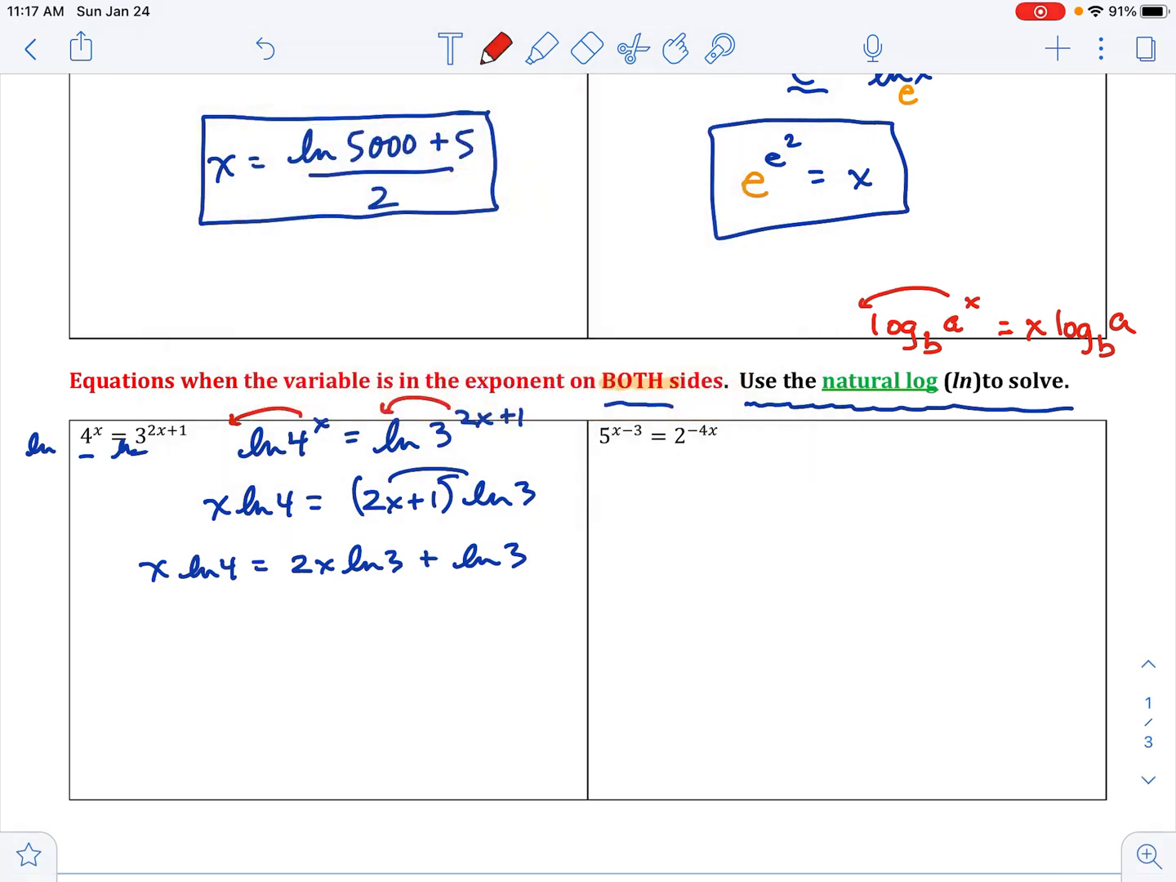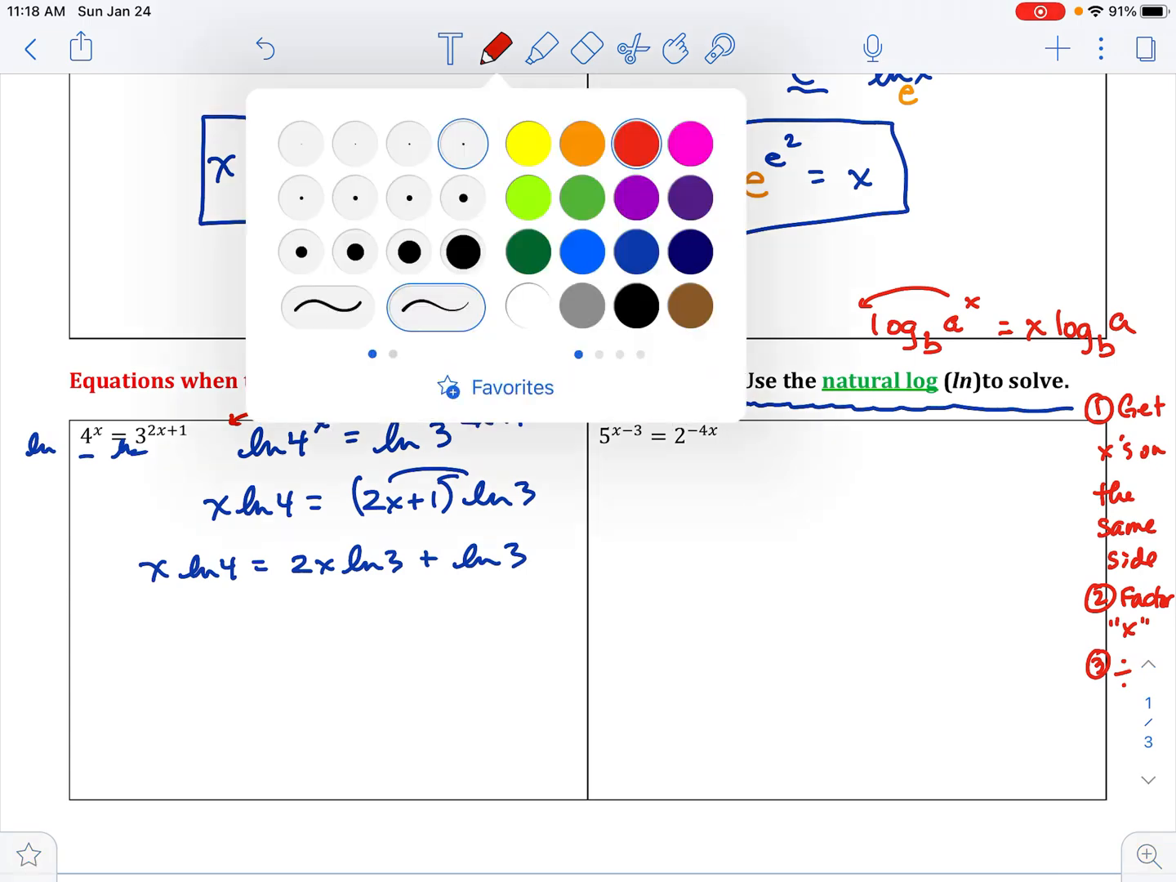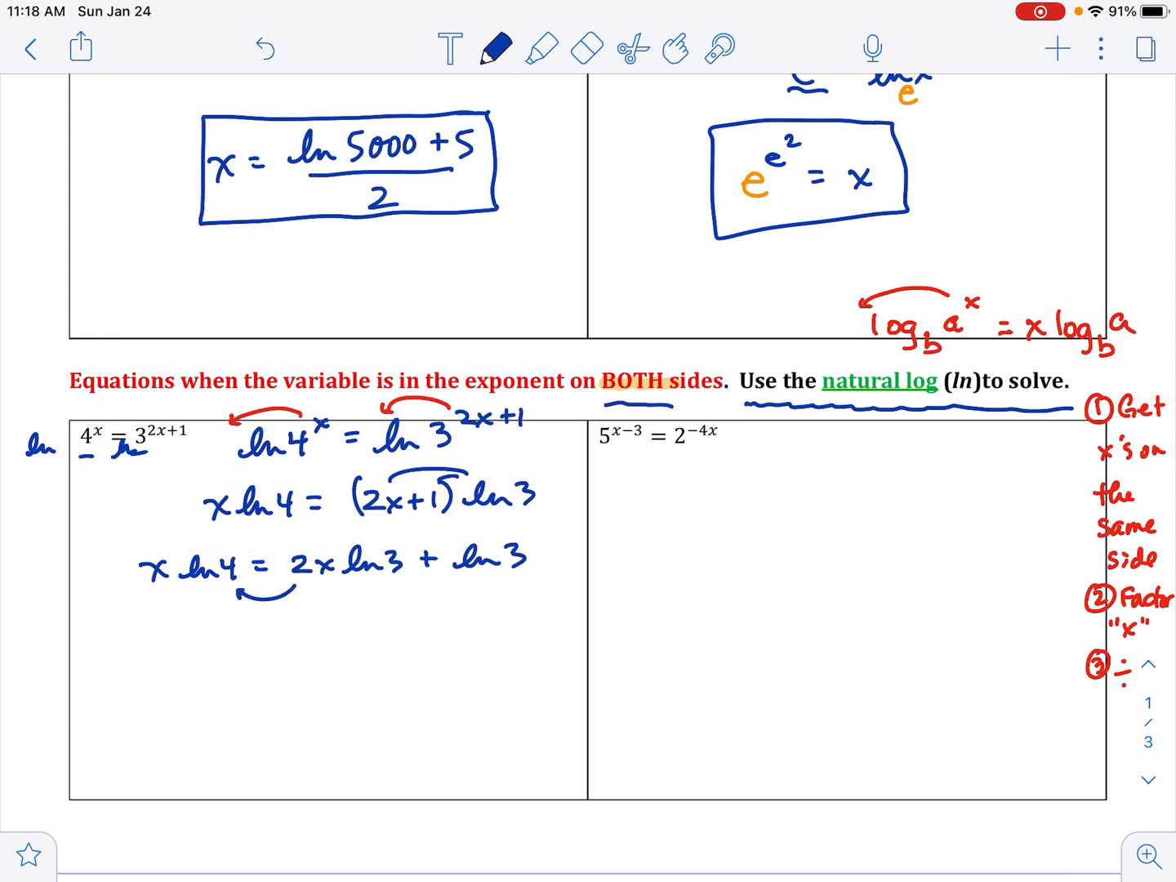Reminder that when you have multiple x's, step number 1, we talk about getting the x's on the same side. Number 2, we talk about factoring the x, okay? And the reason why is so that we can then divide by whatever's left over, and then the x is all by itself, okay? All right, so let's go through that. I am going to move this 2x to the other side, and so now I've got x ln 4 minus 2x ln 3 equal to just a single ln 3.